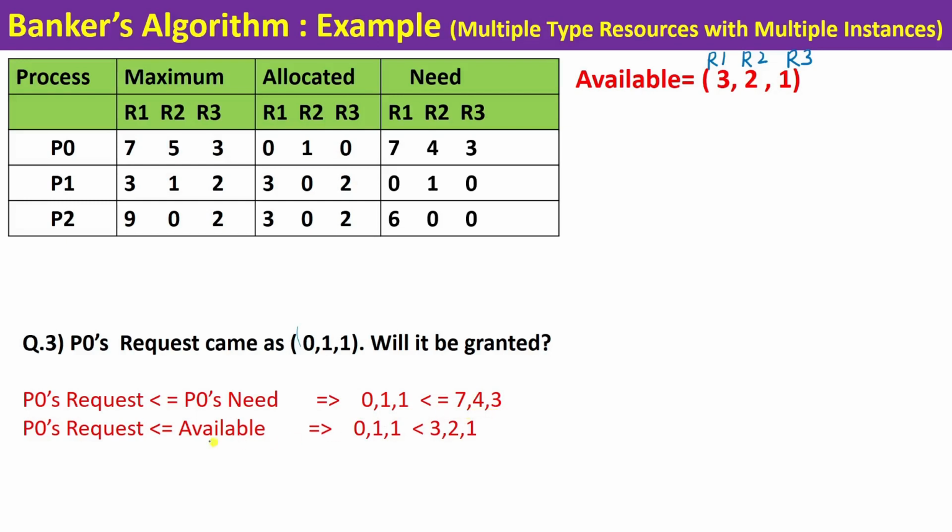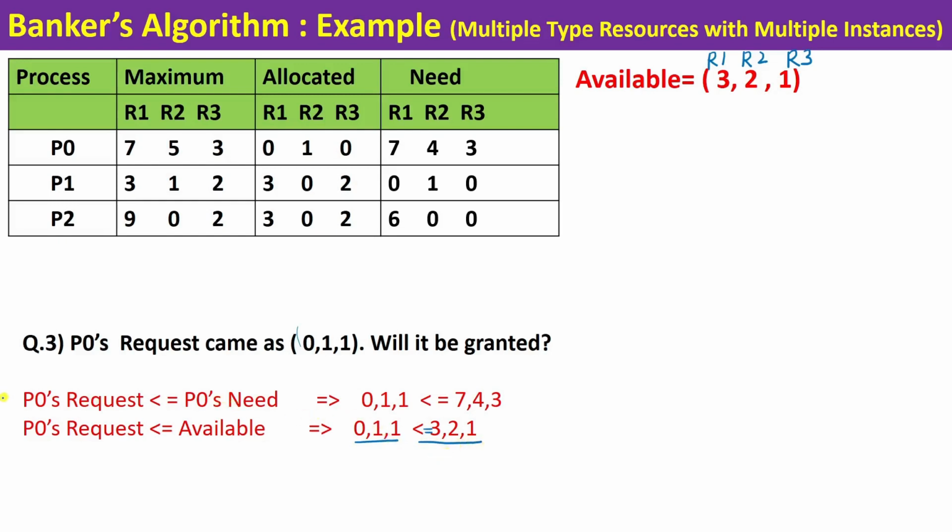Okay. Now request is less than available. Let's check. So request is this, available is this. So 0 is less than 3. Okay. 1 is less than 2. Yes. And 1 is equal to 1. Right. So here it is actually equal. 1 is equal to 1. Okay. So this is actually less than equal to 3, 2, 1.